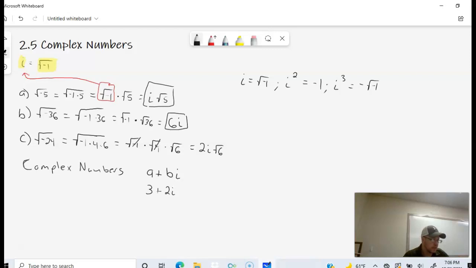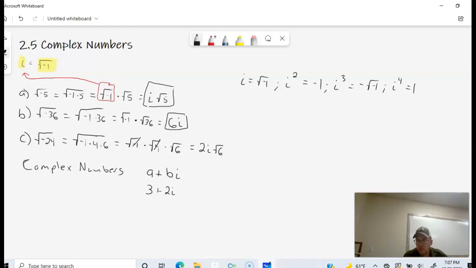And then lastly, we know that i to the 4th power is simply going to be equal to 1, because I'm going to have the square root of -1 multiplied times itself 4 times. The square roots will cancel off, leaving me with -1 times -1, which does in fact equal 1.